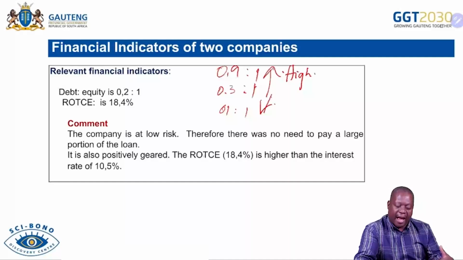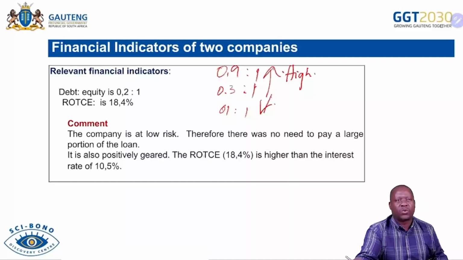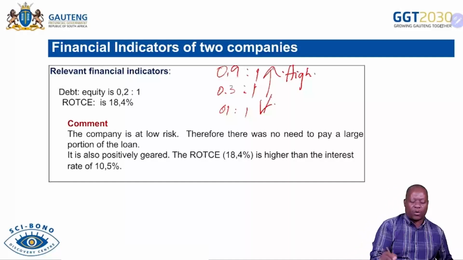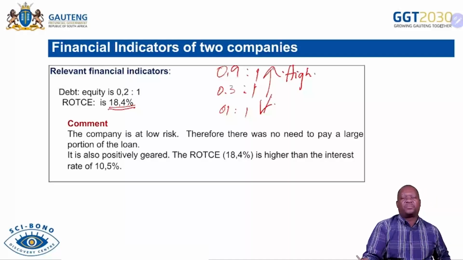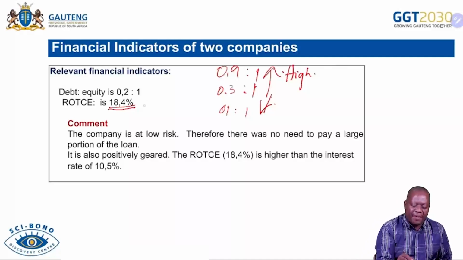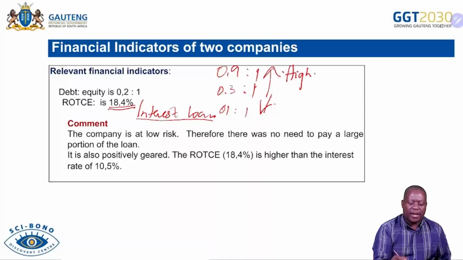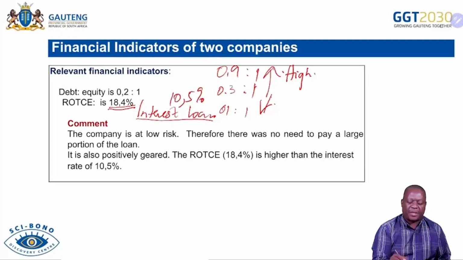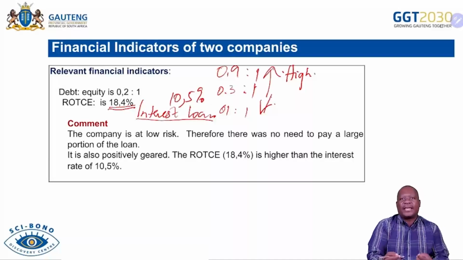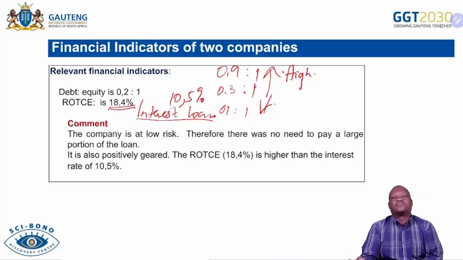Unless maybe when the risk is high, let's check into return on total capital employed. The return on total capital employed is 18.4%. But please take note on this one. We need to always compare this to the interest on loan. Now, what is the interest on loan? The interest on loan in this case is 10.5%. Now, interest on loan is the cost of borrowing.